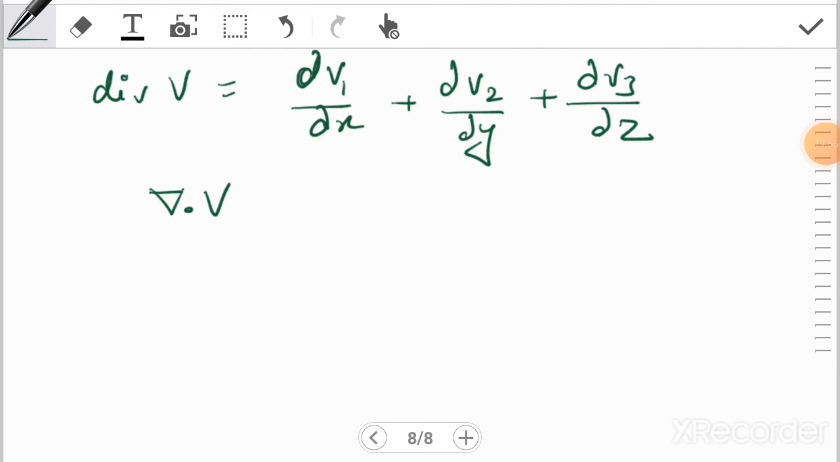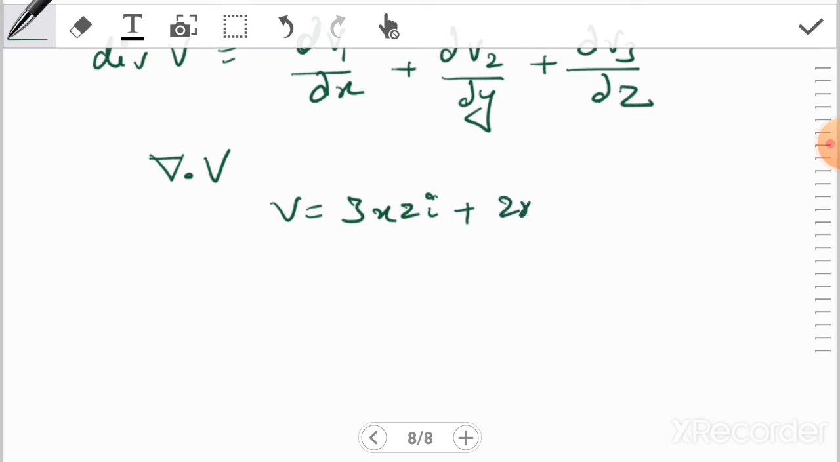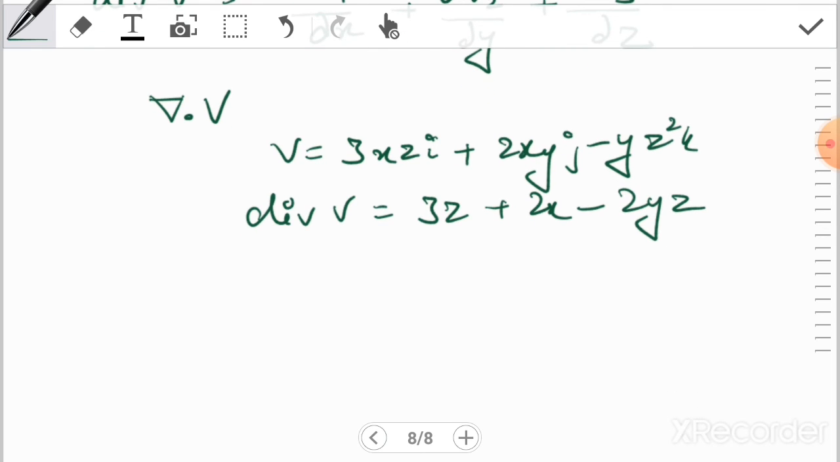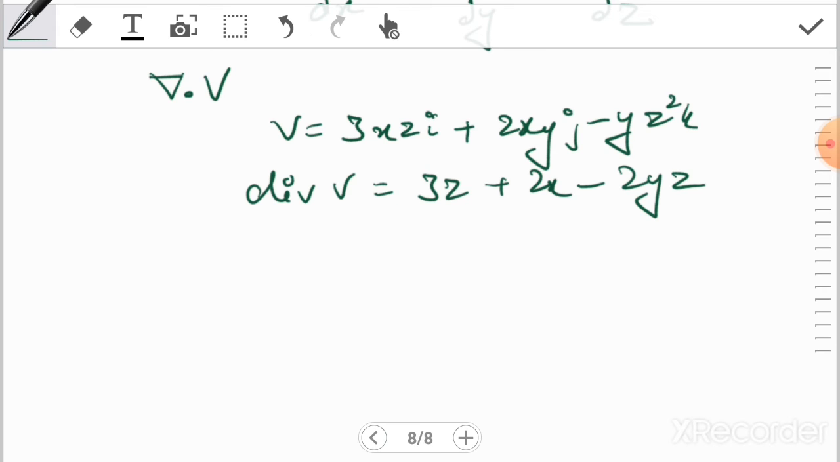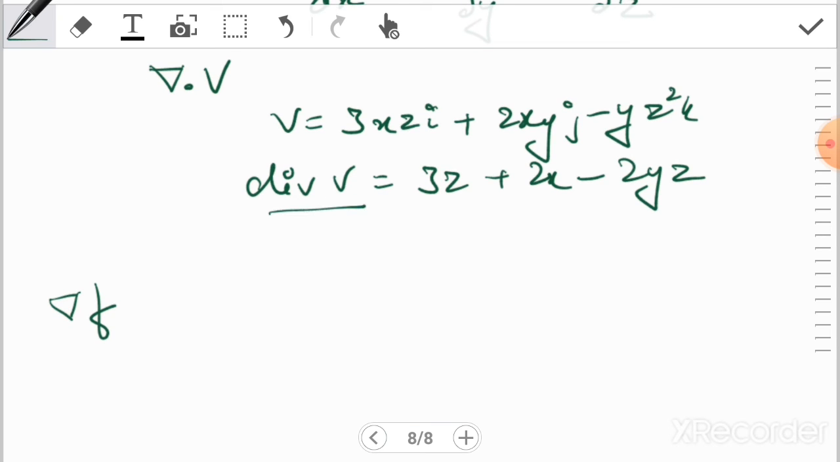So if we have to find, let's say, v is equal to 3xz i plus 2xy j minus yz square k, then divergence v will be 3z plus 2x minus 2yz. See here, divergence v is a scalar, whereas del f was a vector. So divergence v is scalar, gradient f was vector.